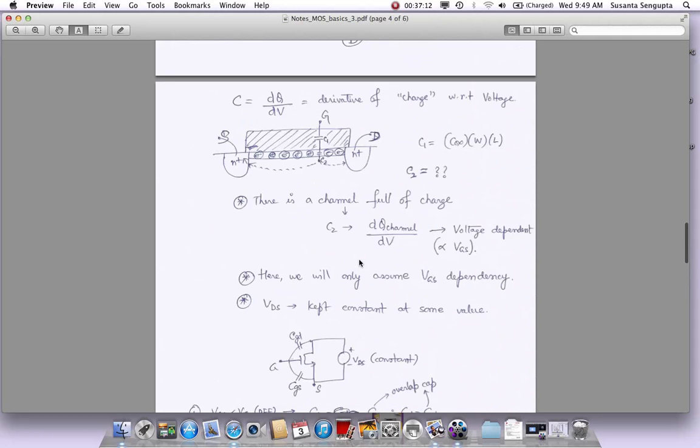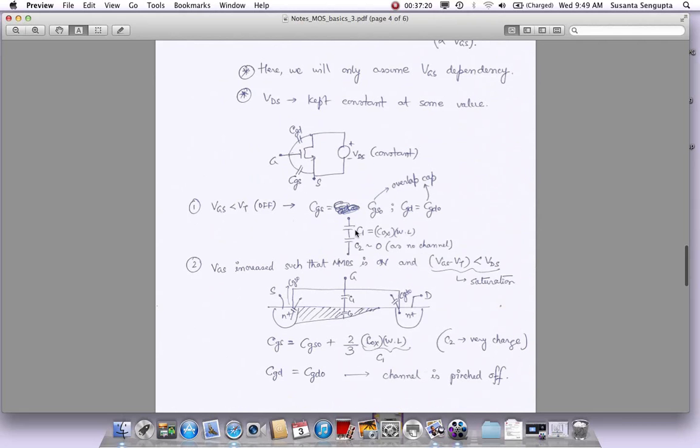So we know that we have two capacitances, right? C1 and C2. C1 is always fixed. C2 is what we need to find out. So when VGS is less than VT, that is, the channel is not there, then as we apply it, the amount of change in charge that happens in the channel, being almost absent, is very small, so C2 is almost small.